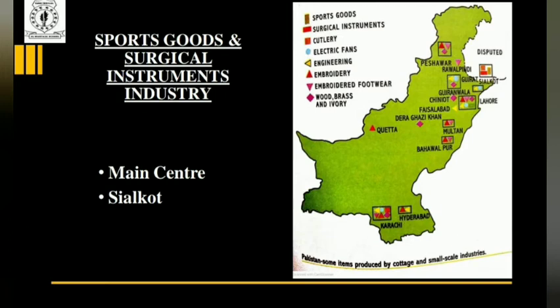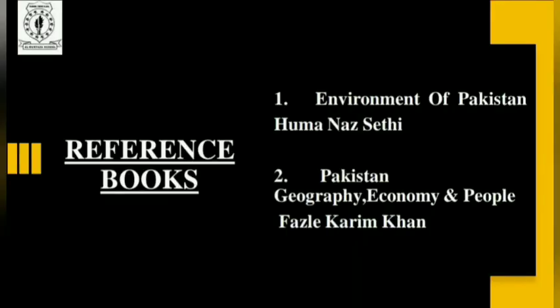Okay, now we talk about sports goods and surgical instruments. We can see that the main center is Sialkot. The major reason it is situated in Sialkot is that for surgical instruments, child labor force is used. Due to this, multiple countries have spoken on international forums about it, asking why you are including child labor, just to make them learn and utilize them for your import and export. So it is the major hub, and most of the products of this industry are transported to other countries.